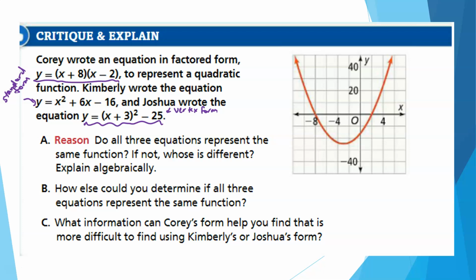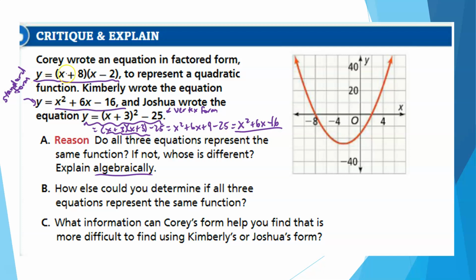To show that, we could explain algebraically, and you would just do the math we've talked about. To turn a vertex form into standard form, you would have to do the x plus 3 times x plus 3, and then subtract 25. When you distribute these to each other, you get x squared plus 6x plus 9. But then you have the minus 25, so it is x squared plus 6x minus 16. And you can see that is the same as the standard form.